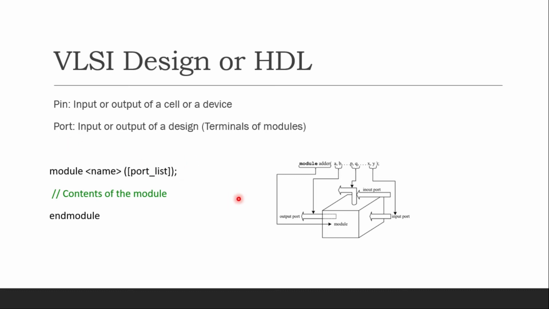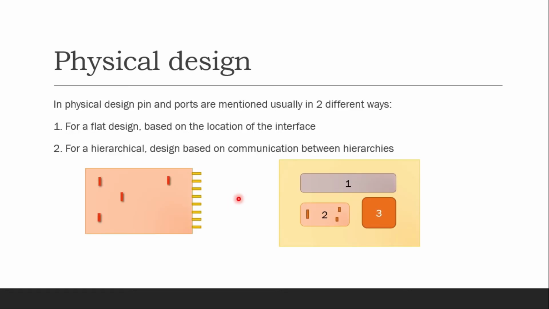So we will understand that in physical design there are two ways in which we can usually mention them, pins and ports. I still don't want you to get confused. Why am I saying this? Because I want to include all the ways these are called differently. If you consider a flat design, based on the location of the interface, it is named accordingly. Sometimes this is not standard, but sometimes it is named like this.